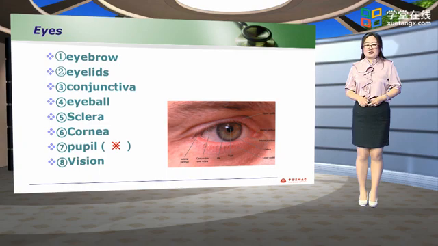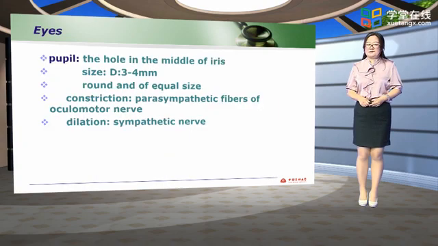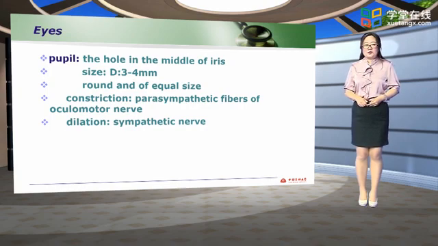Pupil is a key part in the examination of the eyes. Pupil is the hole in the middle of the iris, and the normal size is about 3 to 4 millimeters. The constricted pupil is controlled by the parasympathetic fibers of the oculomotor nerve, and the dilated pupil is controlled by the sympathetic nerve. The pupils are round and of equal size.